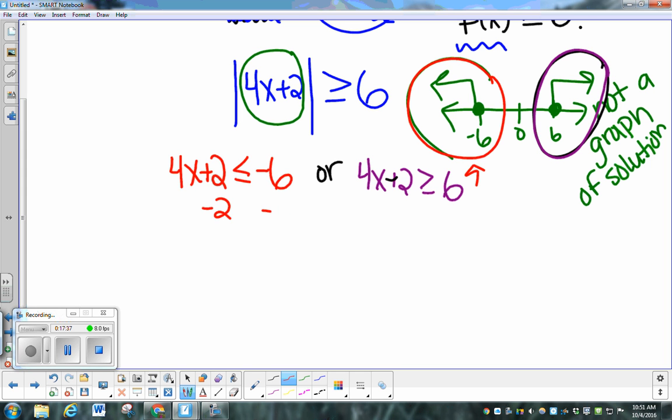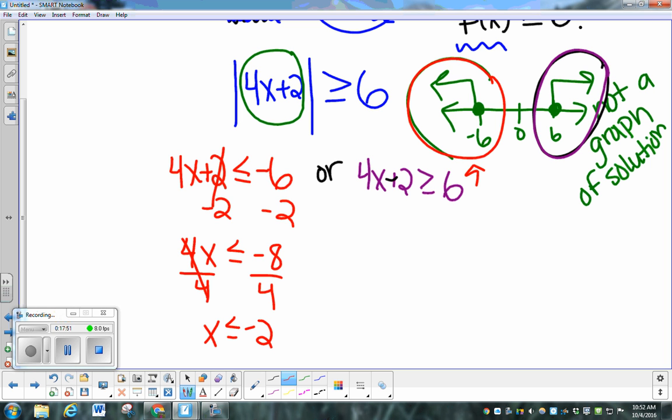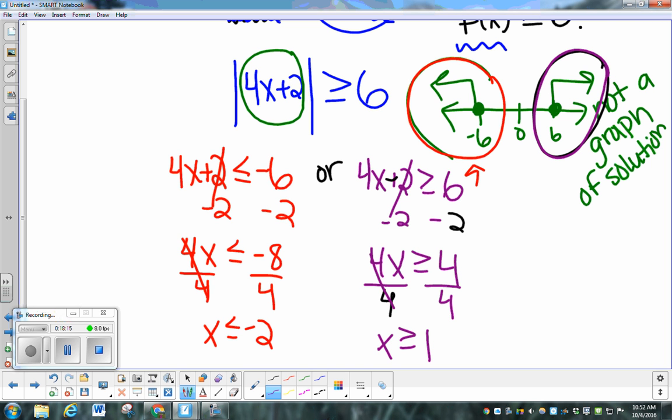I'm going to subtract 2. So 4x is less than or equal to negative 8. Then I'm going to divide by 4. So x is less than or equal to negative 2. That's one thing my x could be. That would make my quantity less than or equal to negative 6. Now let's solve the other one. I'm going to subtract 2. So 4x is greater than or equal to 4. Then divide by 4. So x is greater than or equal to 1.